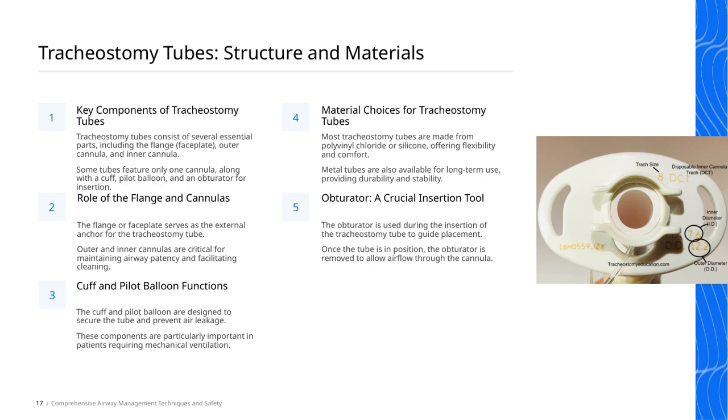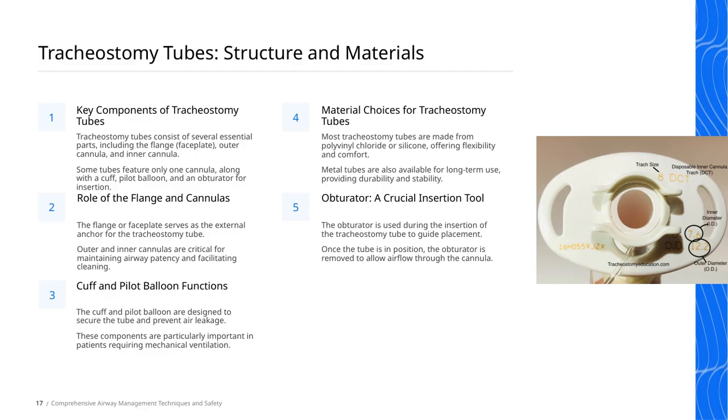Most tracheostomy tubes are made from materials like polyvinyl chloride or silicone. These materials are chosen because they offer flexibility and comfort, which are essential for patient safety and ease of use. For long-term cases, metal tubes are also an option, providing added durability and stability.